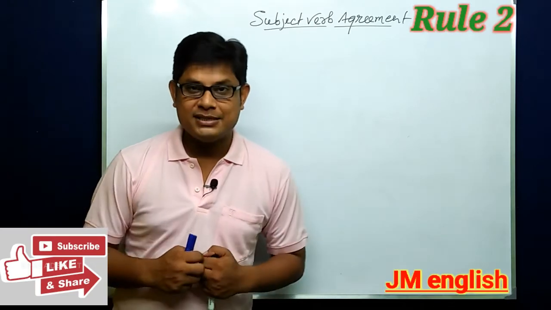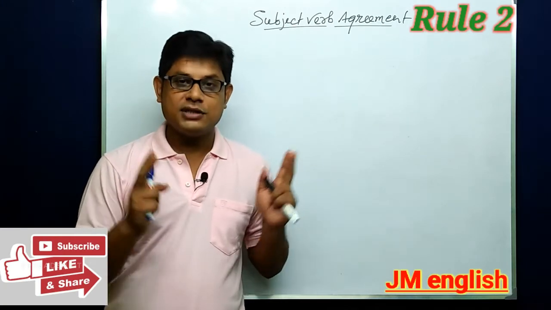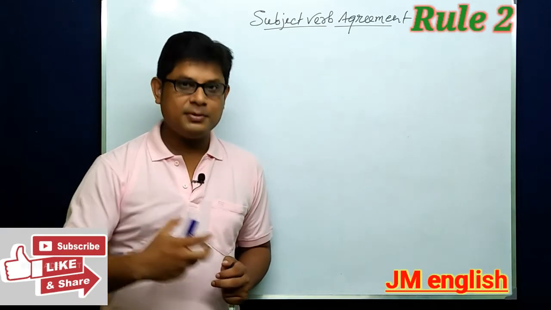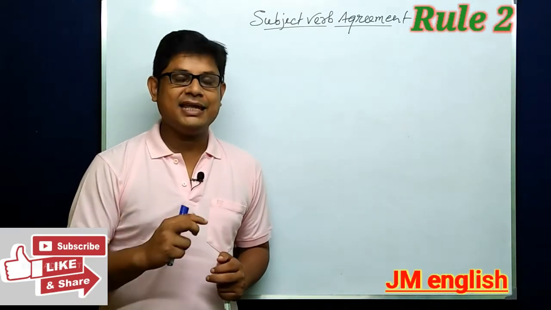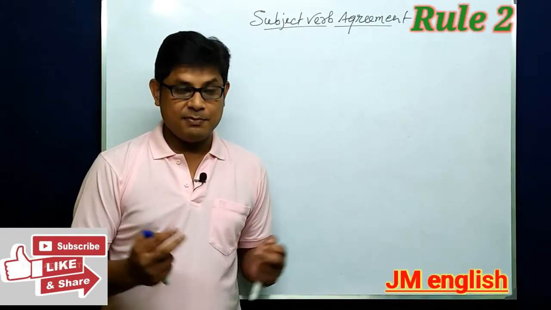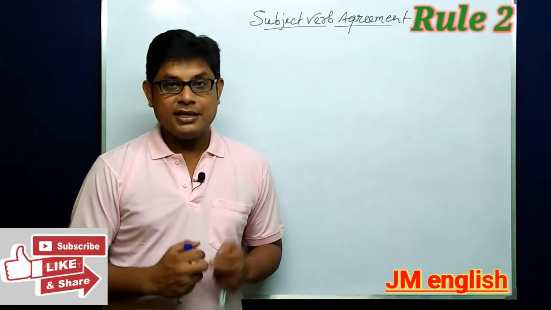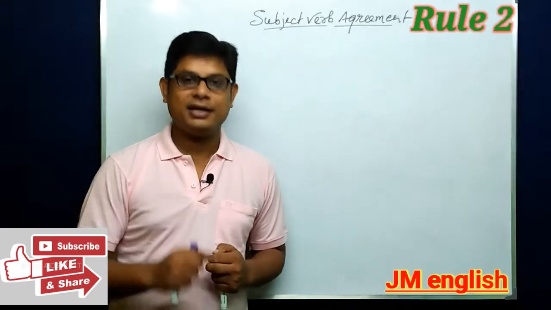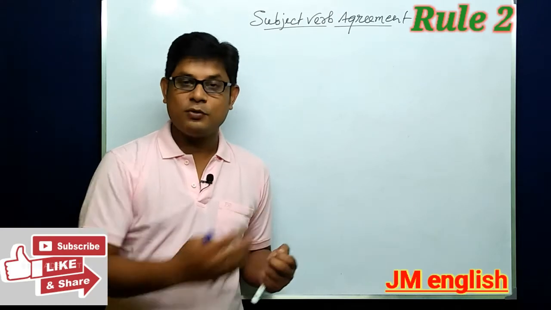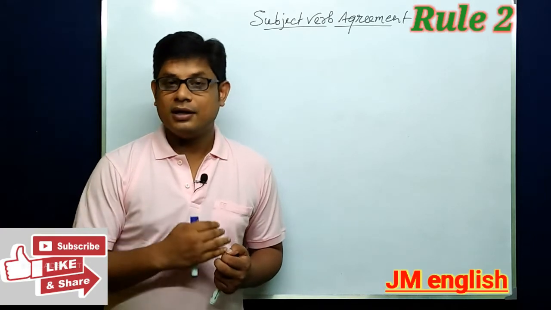And rule number 2 says that when two nouns are used together in a single sentence, and at the same time these two nouns become a subject of the sentence, and they refer to one single idea or one single thing, or maybe one single person, then they should be followed by a singular verb. Clear? Because you have already seen in rule number 1 that if the subject is a plural form, then it must be followed by a plural verb.